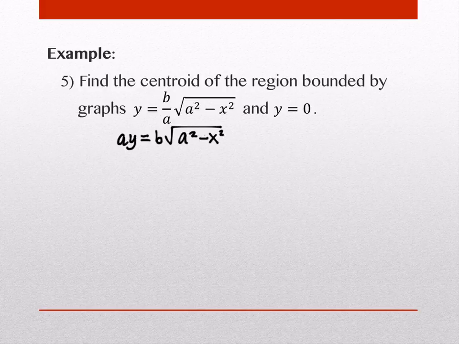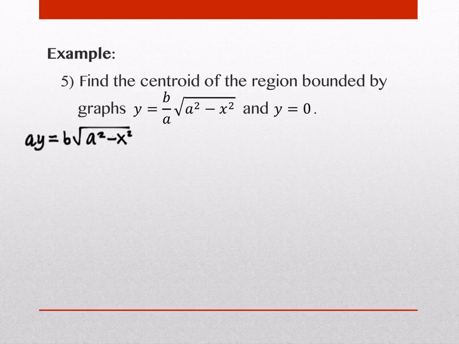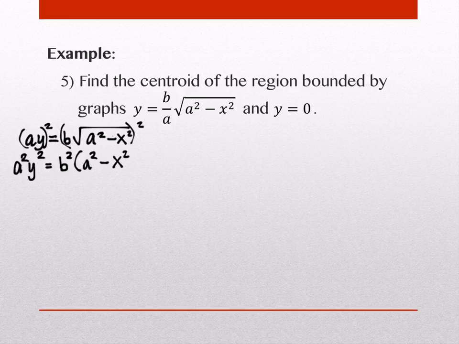What could I do next to simplify this equation? We could divide by b. How about instead, because then we'll just get fractions, and I'd like to not have fractions, let's square it next. So now I have a squared y squared equals b squared times a squared minus x squared. And I can multiply through by b squared, right? Sure. a squared y squared equals a squared b squared minus x squared b squared.